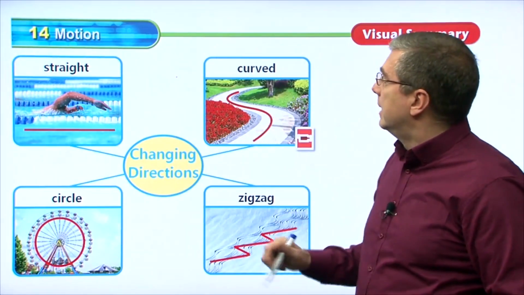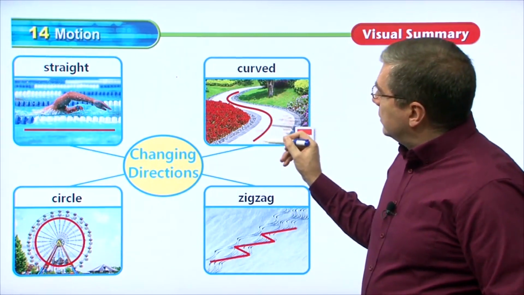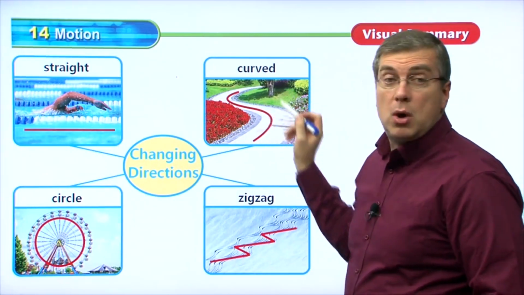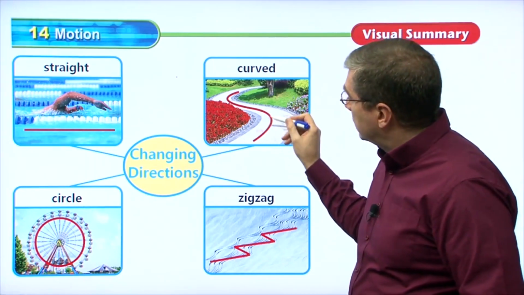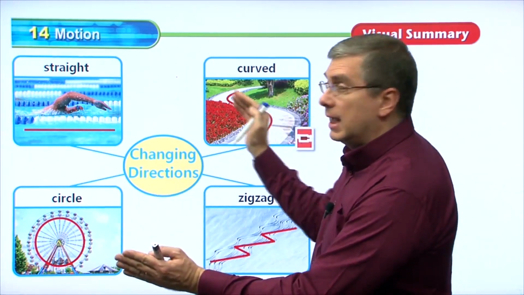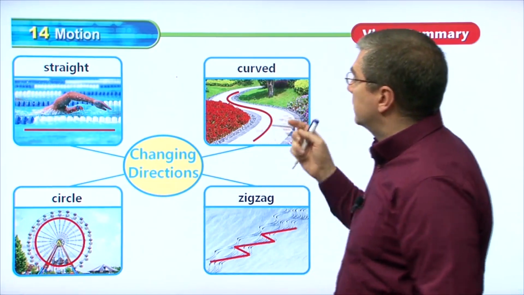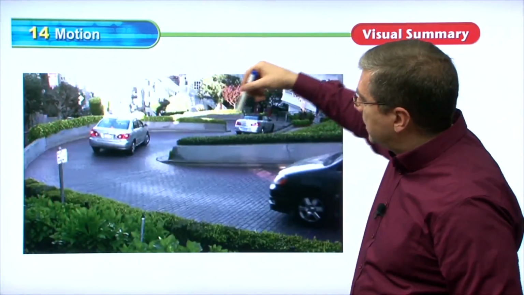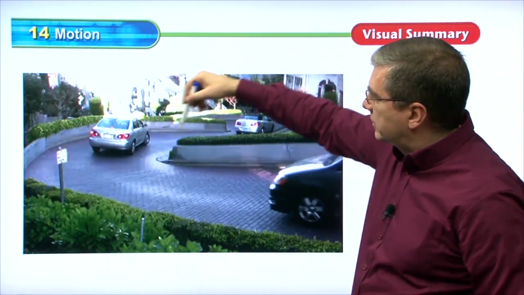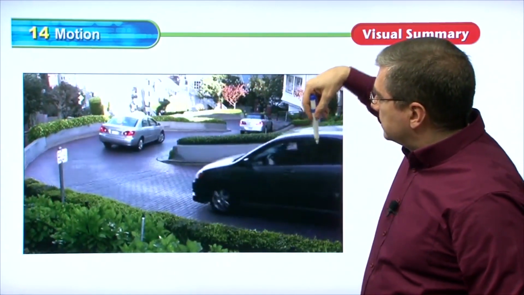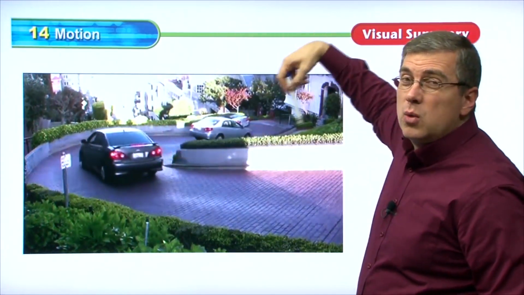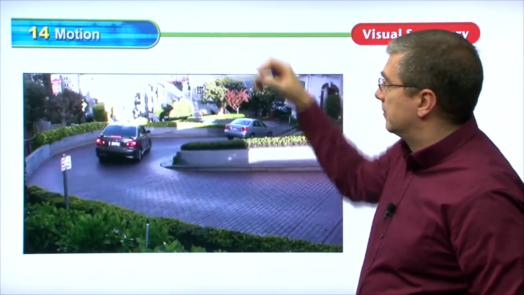Okay, so that's straight. Then we have curved. As you can see, the road can curve. Now, the road can curve in both directions, right? Sometimes the road can curve to the left. It can curve back to the right. Let's take a look at a video of a curved road. Look at this road. I think this is a famous road in San Francisco here. These cars are traveling on a curved road. The road is curved, okay?